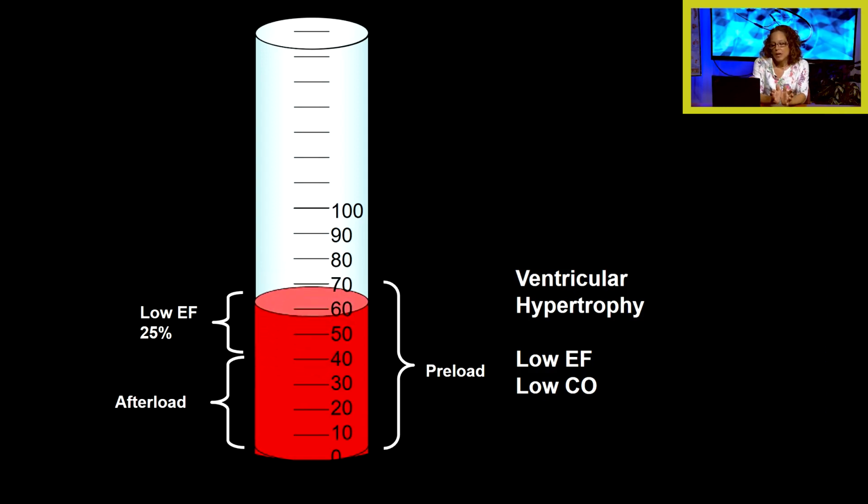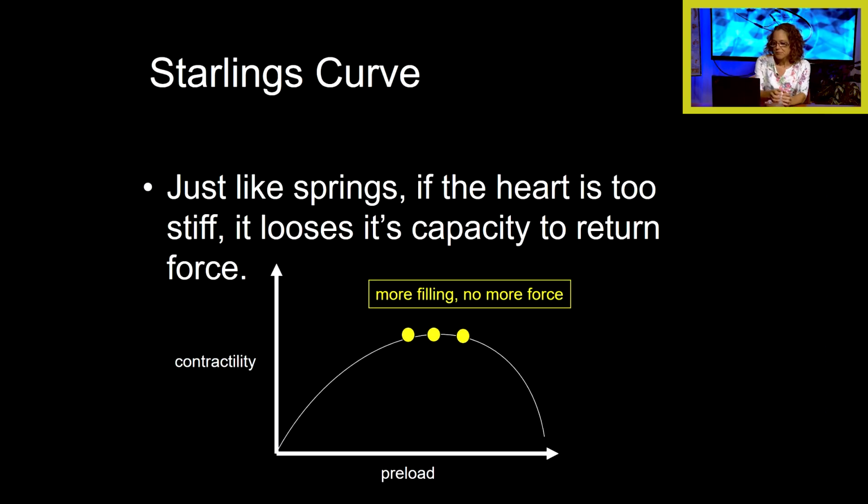In other words, blood comes into the ventricle and goes out into the body, but not very much of it, and we still have blood left in that ventricle after the heart pumps. So in this case the heart is too stiff, and just like springs, if the heart is too stiff it loses its capacity to return that force. We've got more filling, but no more force of contraction.